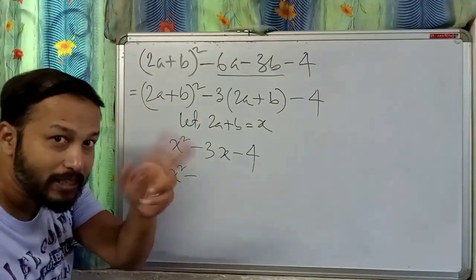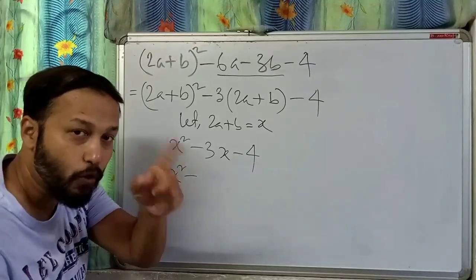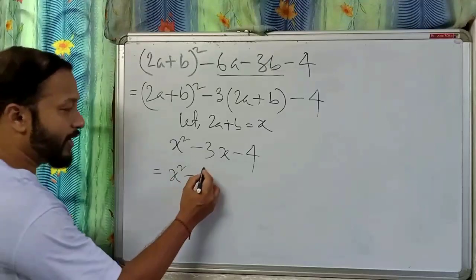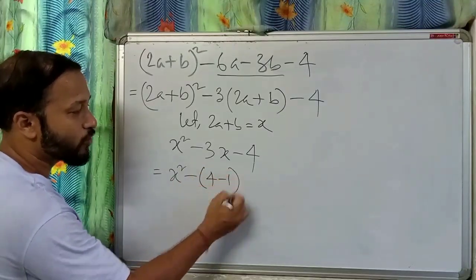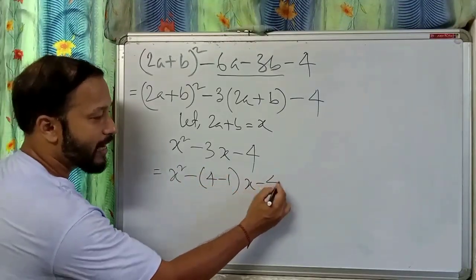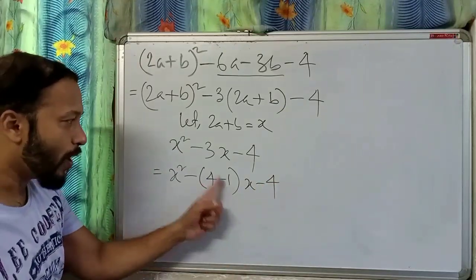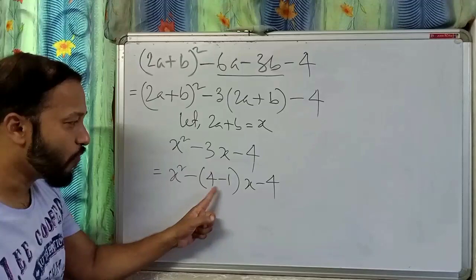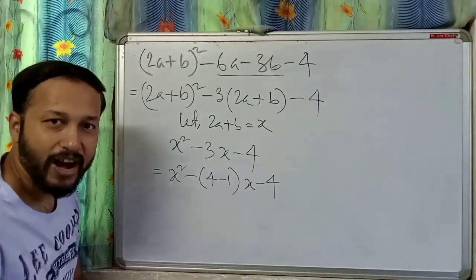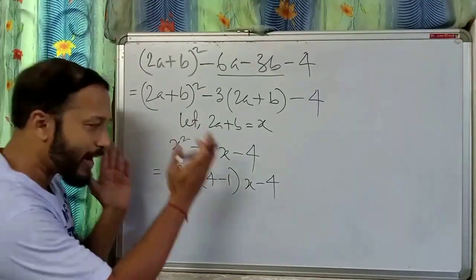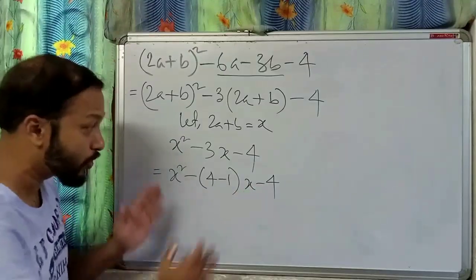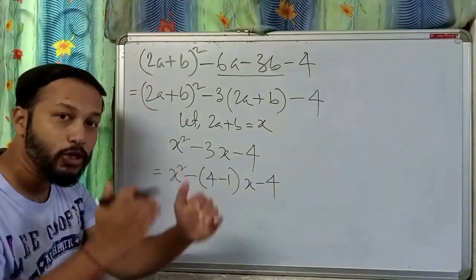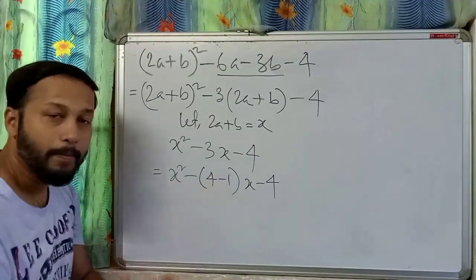4 means 4 ones are 4, right? 4 means 4 ones are 4, and 4 minus 1 is 3. So instead of 3, I will write 4 minus 1. Then x minus 4. 4 minus 1 is 3 and 4 ones are 4. This is called middle term factor. Middle term factor is very important. Here each and every sum you will require this middle term factor.